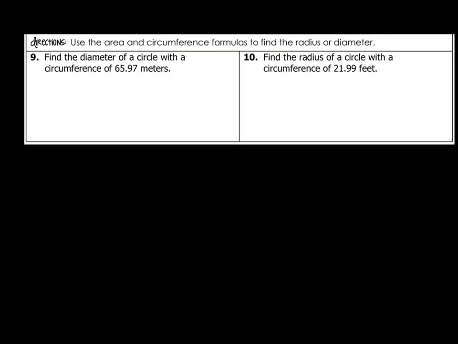Things start to amp up a little bit here. We're going to use the area and the circumference formulas to find the radius or the diameter. So first things first, they want us to find the diameter of a circle that has a circumference of 65.97 meters. So I start with what I know. They said the word circumference, so write the formula for circumference. Circumference equals 2 pi radius. Okay, that's all held together by multiplication.